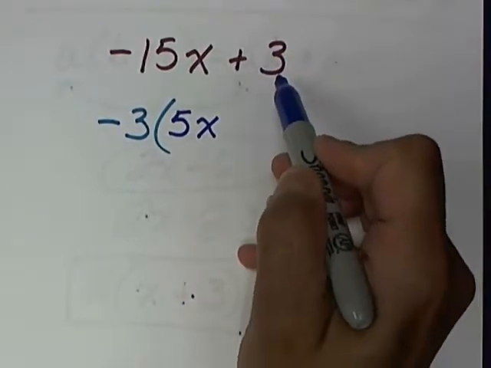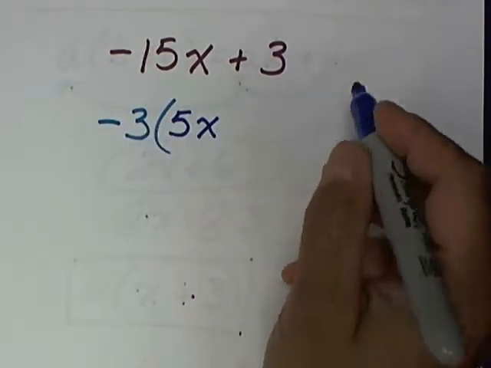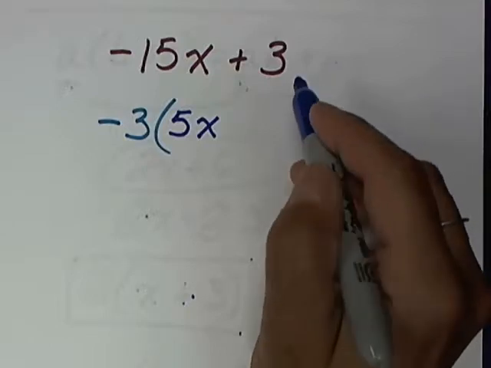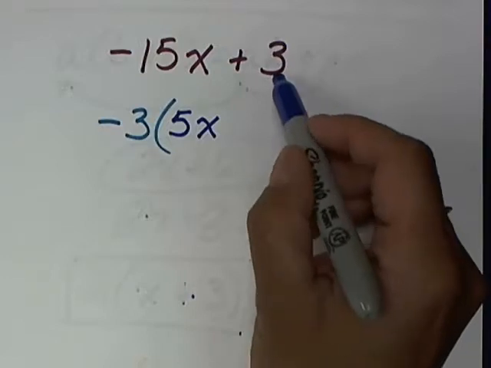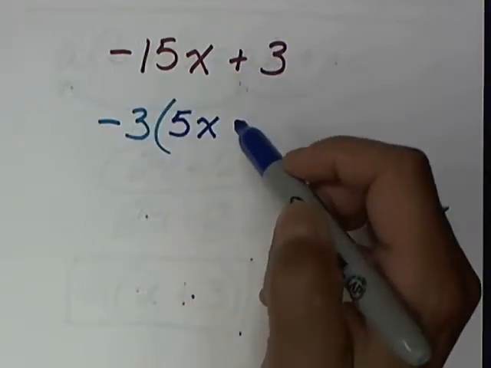In the second term, I have a 3 and I pull a negative 3 out. What am I left with? It's not 0. We're not subtracting. It's not 3 minus 3. I'm dividing this 3 by a negative 3.